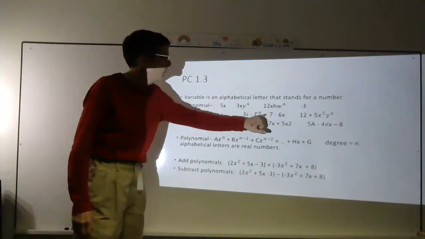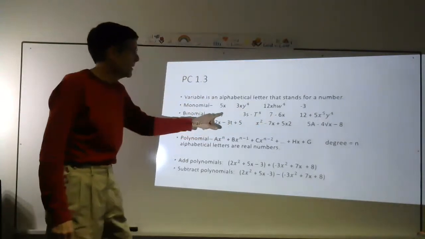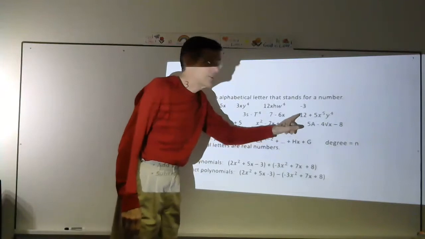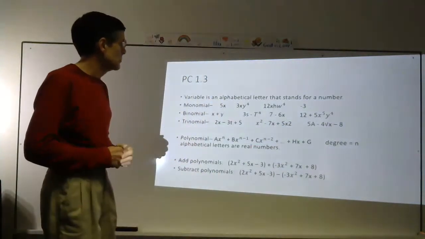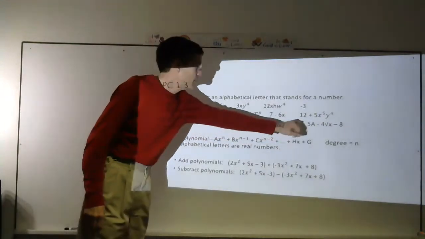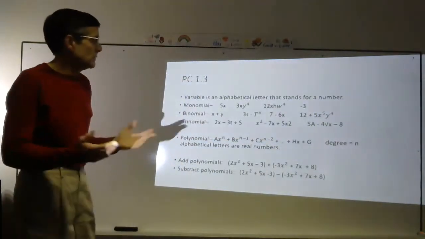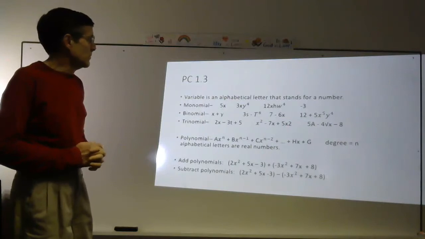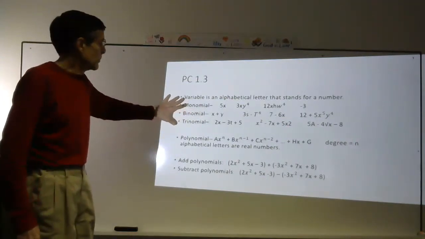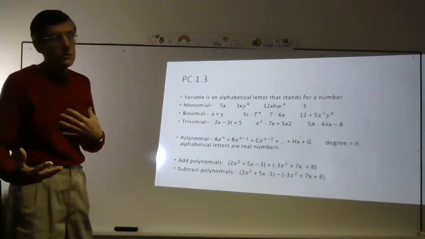Binomial, of course, bi means two. These are all two-term things. This one is a binomial because that's one term, and this is one term connected by addition or subtraction. Trinomial has three terms. If you get more than three terms, we usually just call it a polynomial.